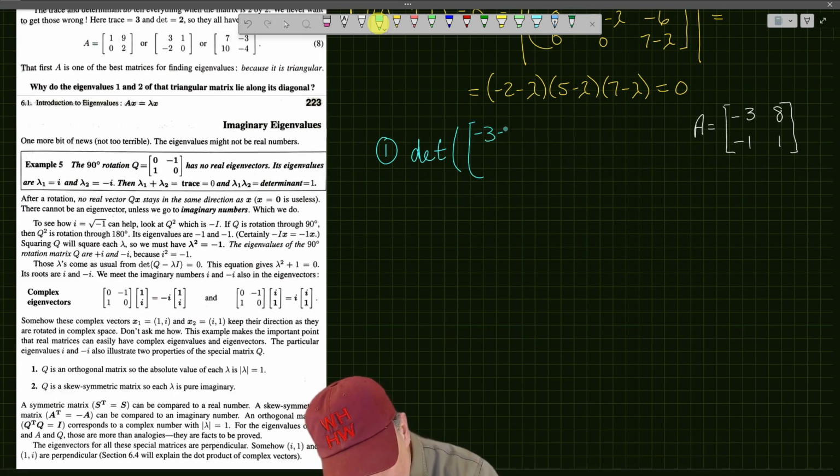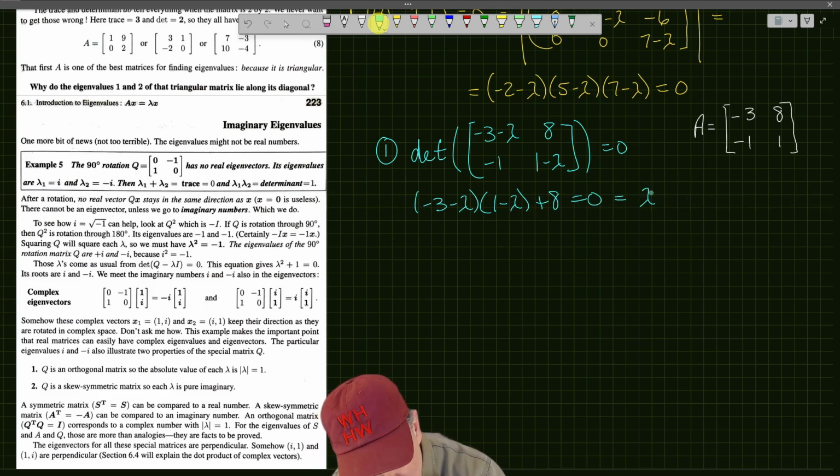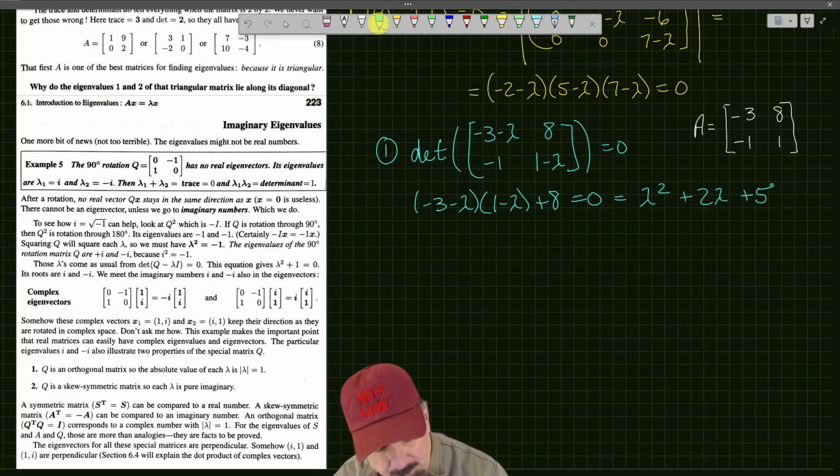So I want the determinant of the matrix with entries minus 3 minus lambda, 8, minus 1, 1 minus lambda. I want the determinant of this matrix, and I want to set that equal to 0. So that's negative 3 minus lambda times 1 minus lambda plus 8 is equal to 0, and that's equal to, I have a lambda squared, and then plus 3 minus 1, so plus 2 lambda, and then a minus 3, so that's plus 5.